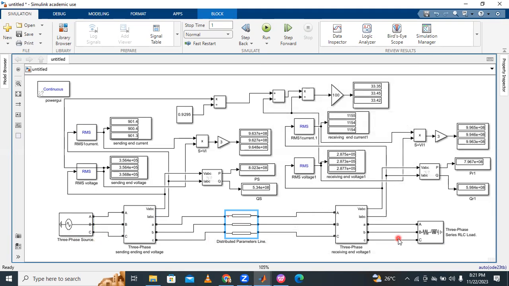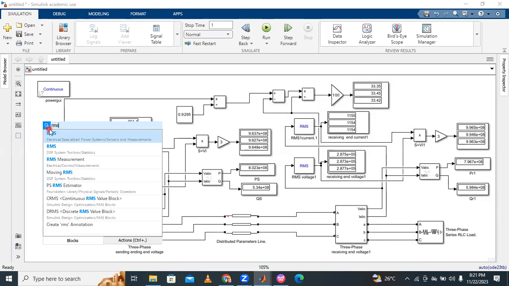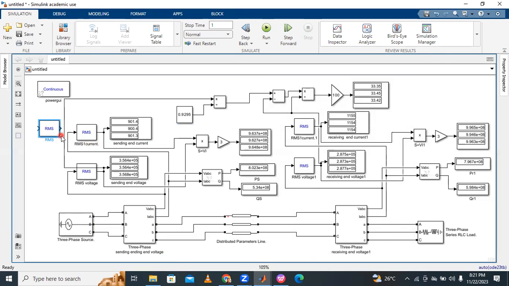The next is the measurement point. Take one RMS block and place it here. Connect one terminal of the RMS to VABC, the voltage of A phase, B phase, and C phase, and connect the second terminal to the display. This is the sending end voltage, connected first to the RMS and then to the display.